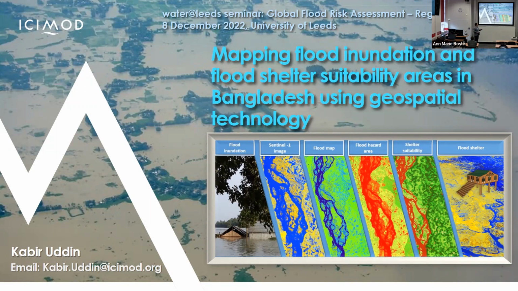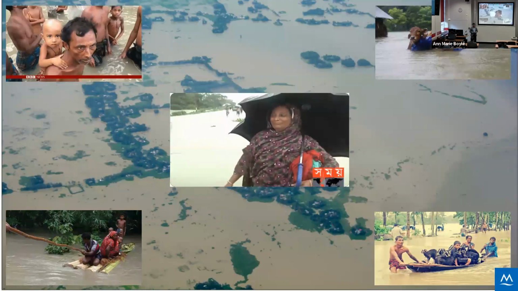So I am going to share with you mapping flood inundation and shelter suitability areas in Bangladesh using geospatial technology. This is the flow of how we go from flood inundation and the kind of imagery we use, to the flood map, hazard area, and flood shelter suitability. Finally, you may see there are some flood shelters, because we need them during disaster time.